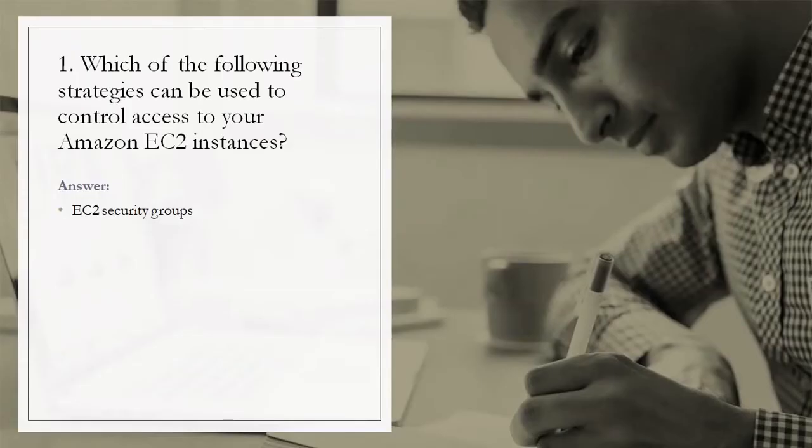First question: which of the following strategies can be used to control access to your Amazon EC2 instances? Answer: EC2 security groups. Why? Because IAM policy allows us to specify the actions our IAM users are allowed to perform against our EC2 instance. However, when it comes to access control, security groups are what we need in order to define and control the way we want our instance to be accessed, and whether or not certain kinds of communications are allowed.